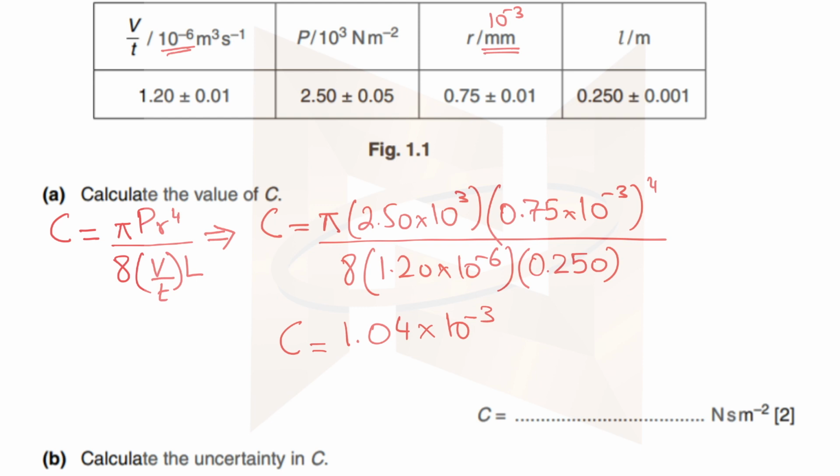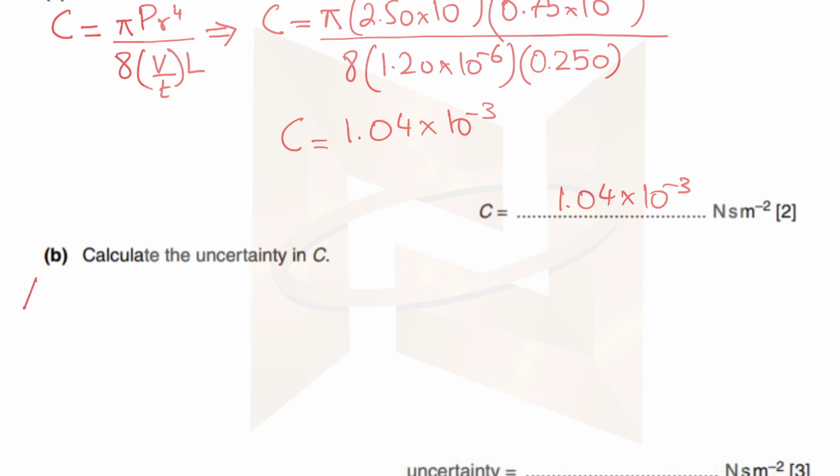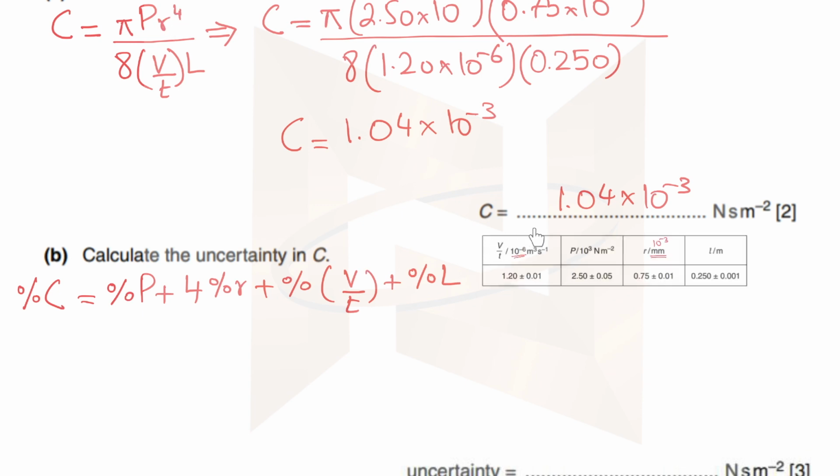into 10 raised to power minus 3. All right, so now let's have a look at part B where they say calculate the uncertainty in C. You must remember to calculate the uncertainty in C, you need to find the percentage uncertainty in C first. So percent uncertainty in C is equal to percentage P plus 4 percentage R plus percentage V by T plus percentage L. There's a 4 percentage R because R is raised to the power 4. Now these are the values that were given already in the table.